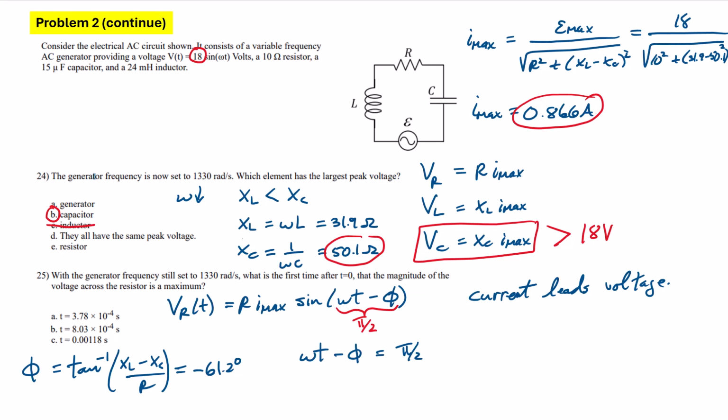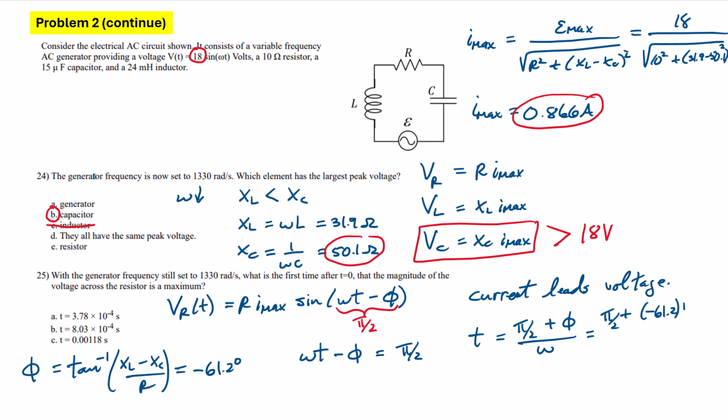So I know phi, I bring it to the other side, and then I divide through by omega, and I get my final expression here, which is pi over 2 plus the angle phi, and then divide this whole thing by omega. All right, we'll substitute in all our numbers now, pi over 2. Now plus, but the angle here was minus 61.2, so watch what I do.